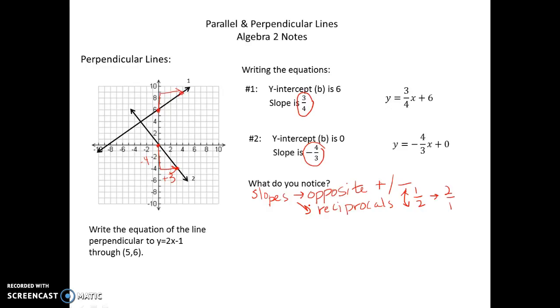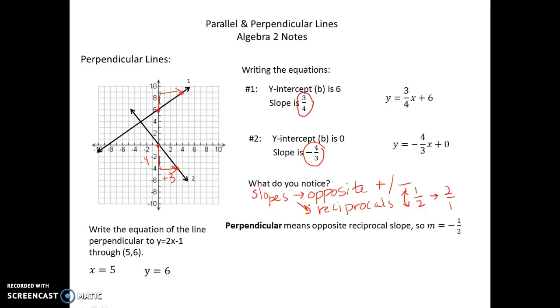Again, like parallel lines, we're going to write the equation of the line perpendicular to y equals 2x minus 1 through the point 5, 6. So that's the same thing. Perpendicular means opposite reciprocal slopes. So 2 becomes 1/2 because 2 as a fraction is 2/1. And it becomes negative since our original is positive.